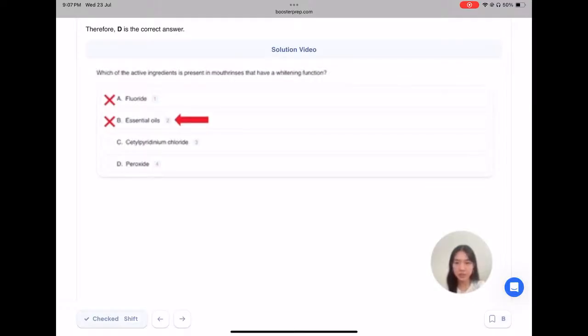Option B reads essential oils, and this answer is also incorrect as they do not have a whitening function. Essential oils are found in over-the-counter therapeutic mouth rinses in order to reduce plaque-induced gingivitis, and it can do so as it does have some antiseptic properties.